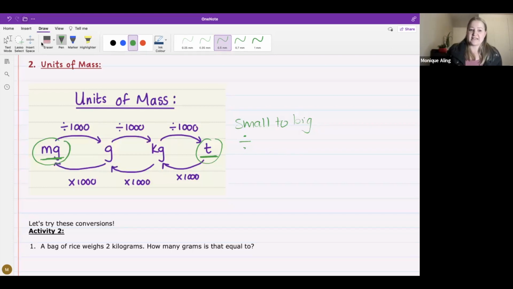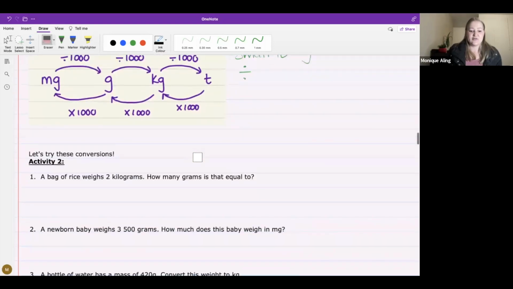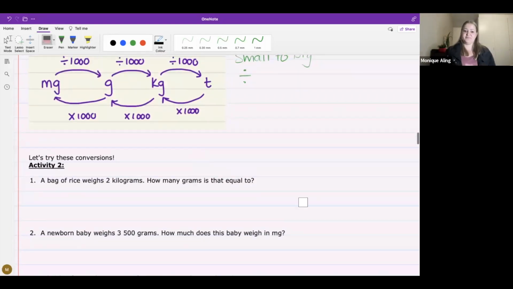Okay, so looking at this diagram, I'm going to ask you guys to try the next couple of conversions for me, please. Let's do the first two. If you need help, let us know in the chat. And also don't forget to take a screenshot of the diagram so that you always have it.